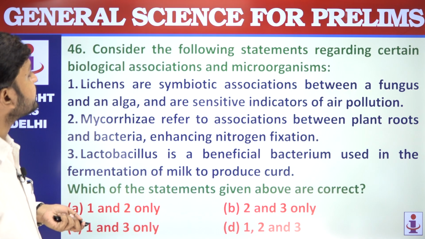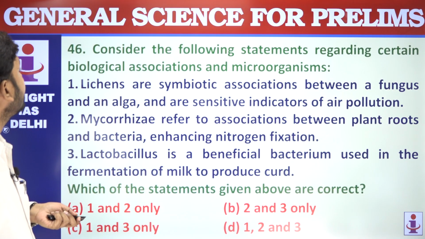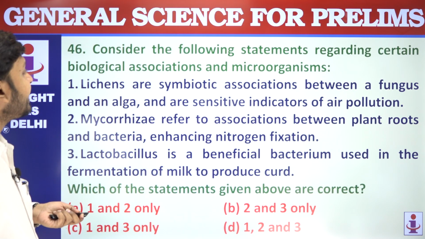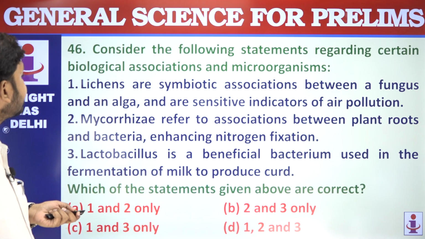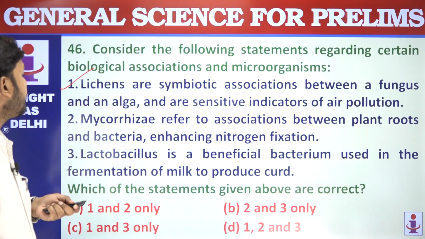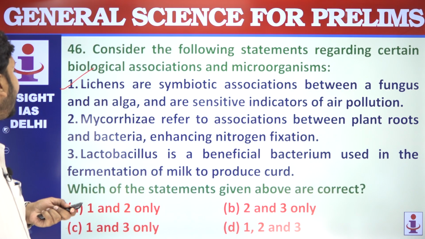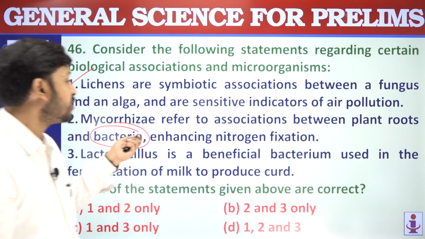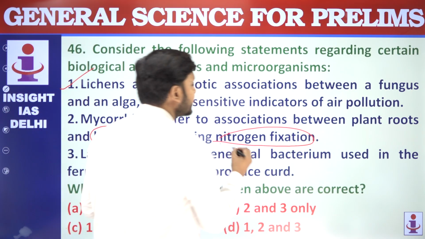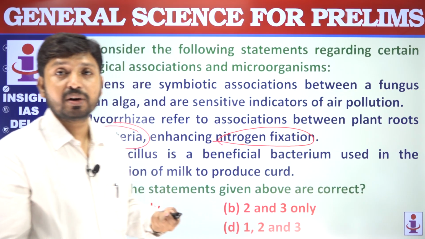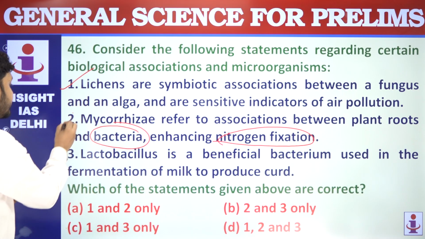Question 46, consider the following statements regarding certain biological associations and microorganisms. Lichens are a symbiotic association between a fungus and an alga and are sensitive indicators of pollution. This is right. Mycorrhiza refers to an association between plant root and bacteria. No, it is not bacteria, it is a fungus. And enhances nitrogen fixation? No, because mycorrhiza helps in absorption of nutrients and water from the soil. So this is the wrong statement.